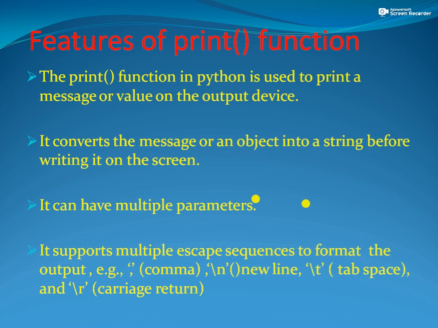Print function can have multiple parameters. Parameters means multiple values. It supports multiple escape sequences to format the output. For example, \n for new line, \t for tab space, \r for carriage return. Let us see the working of these escape sequences.